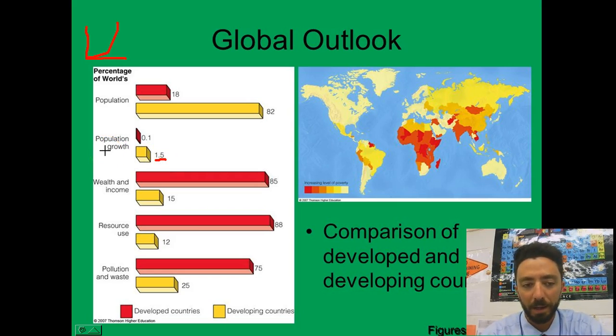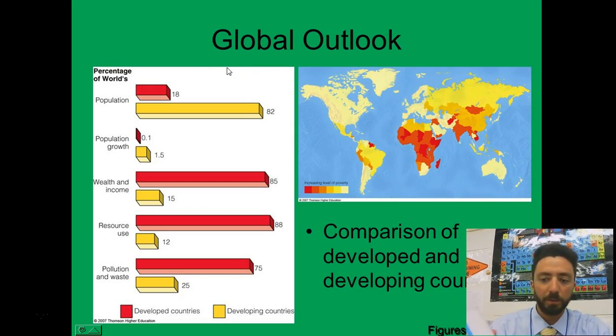On the other side, all the wealth and income being in the developed countries leads to a lot of resources being used, and subsequently a lot of resources being thrown away. So we live in a very disposable society. I was down at the Buck Center earlier today for lunch, and I got myself a cup to drink my drink in, and now that I'm finished drinking the drink, I'm going to throw it away. So it's a very disposable society.